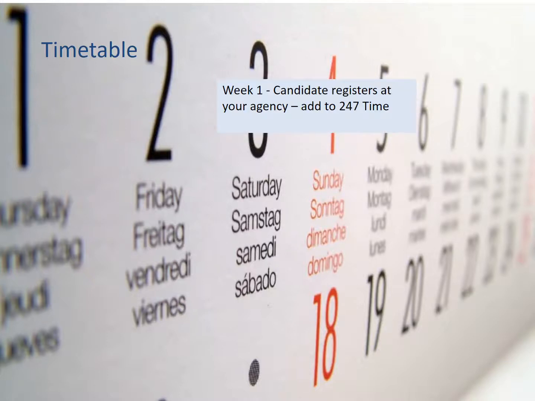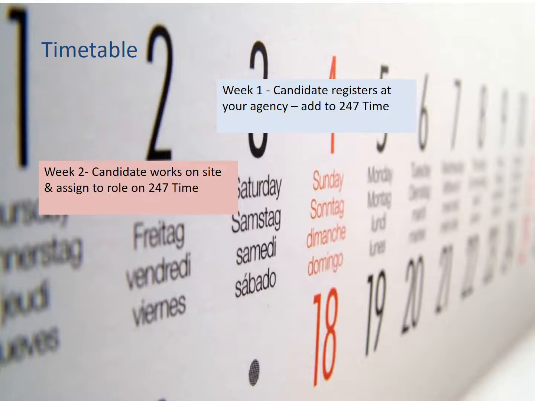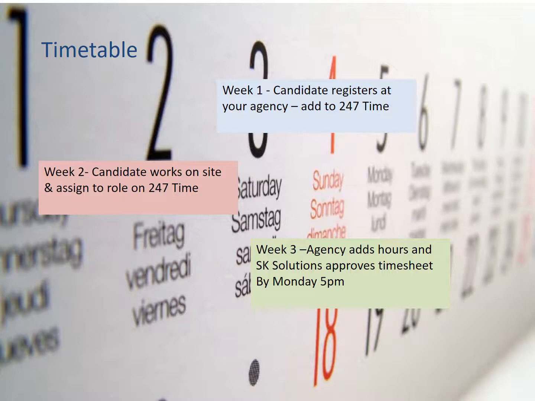It starts off with a candidate either coming into your agency, or Solutions SK requiring a worker from you. You'll go in and enter a candidate profile into the system, and the candidate then goes and works on site Monday through to Sunday. It's the following week that, as an agency, you'll go in and add the information onto the timesheet, and then Solutions SK will go in and approve that particular timesheet, and then payments are actually made.